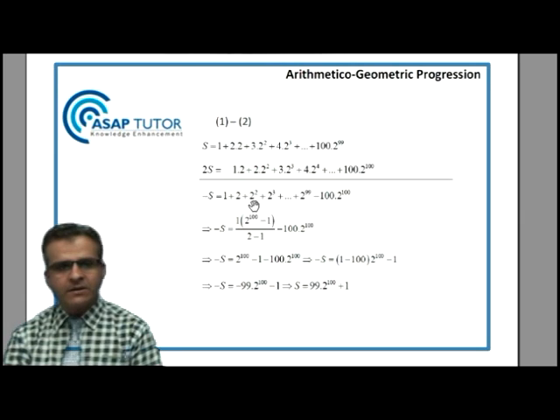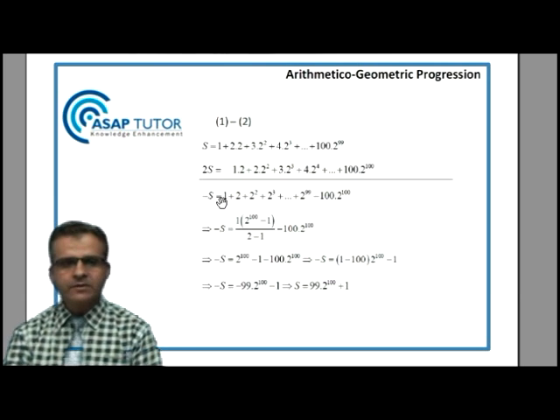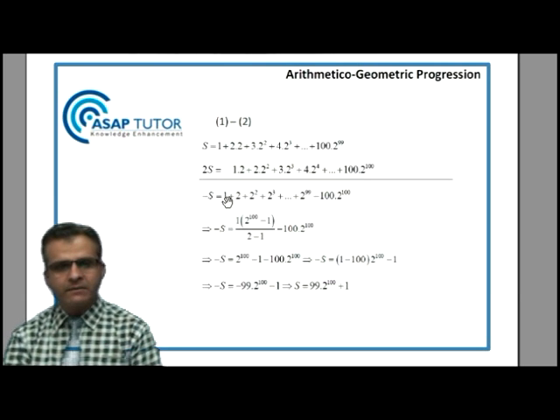So we can use the geometric progression formula. It will be 1 into 2 raised to 100 minus 1 over 2 minus 1, because this term we can write as 2 raised to 0, so it will be up to 99, and minus 100 into 2 raised to 100. Solving it, we get 2 raised to 100 minus 1, because this 2 minus 1 will be 1, minus 100 into 2 raised to 100.